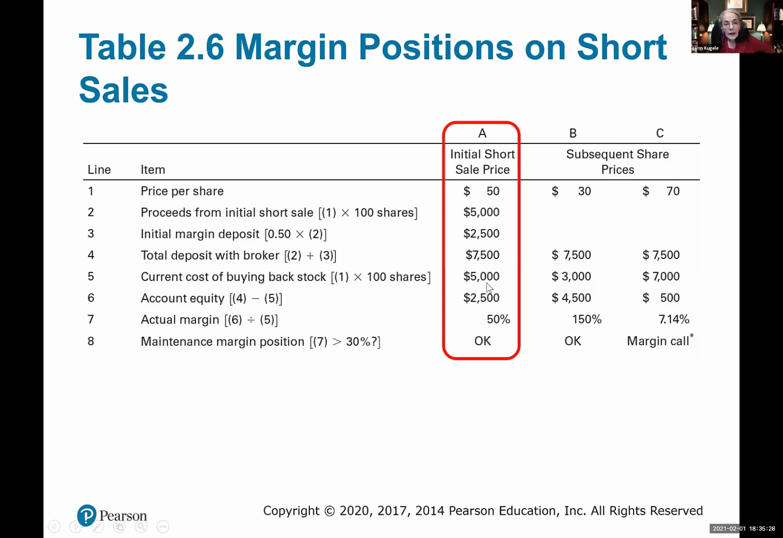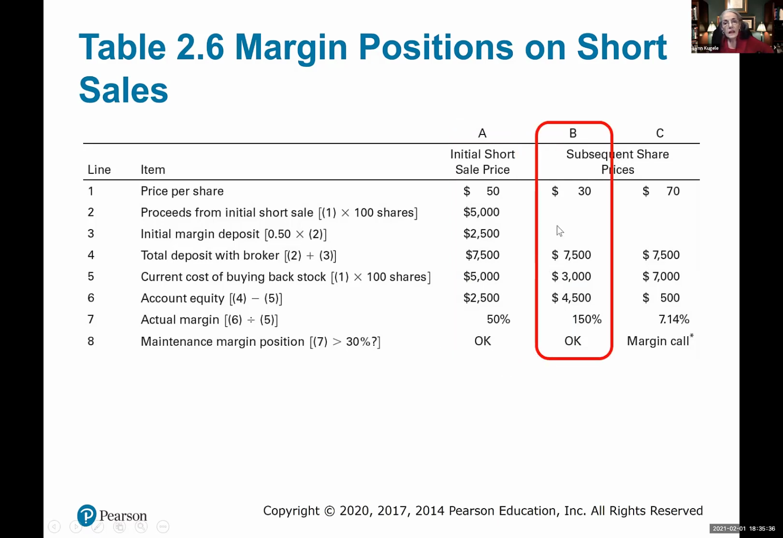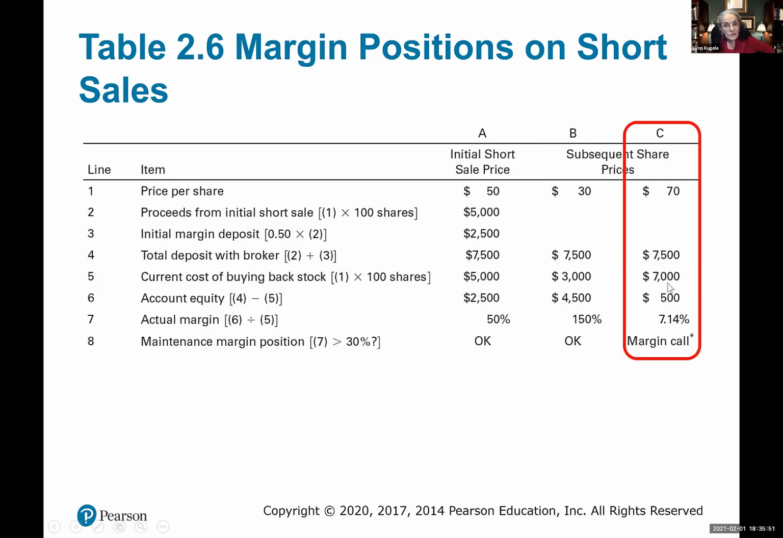The cost to buy back, nothing's changed, so the cost to cover right now would be the same as buying them, $5,000. Margin, 50%. I'm okay. Okay, what if the price drops to 30? Whoa, I'm in good shape because I've still got that, but now look, the cost to cover is only $3,000. If the price goes up to 70, now the cost to cover is $7,000.